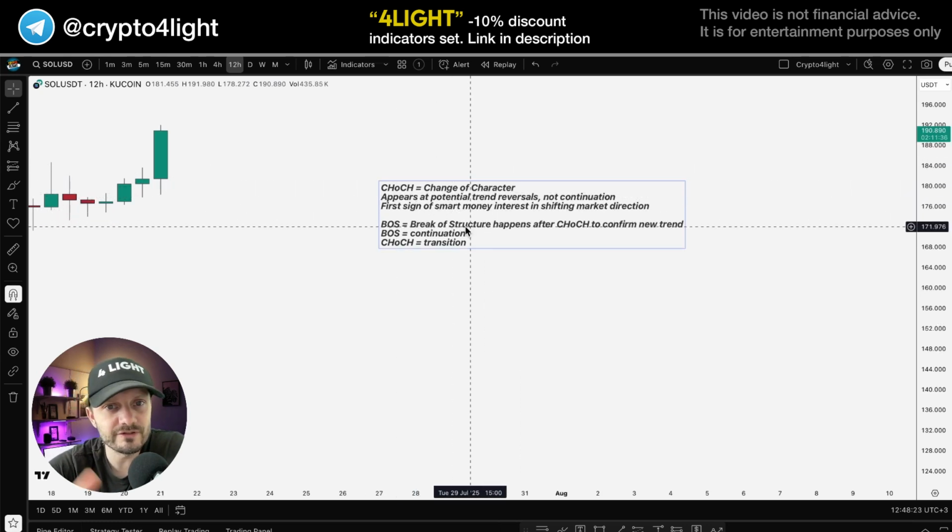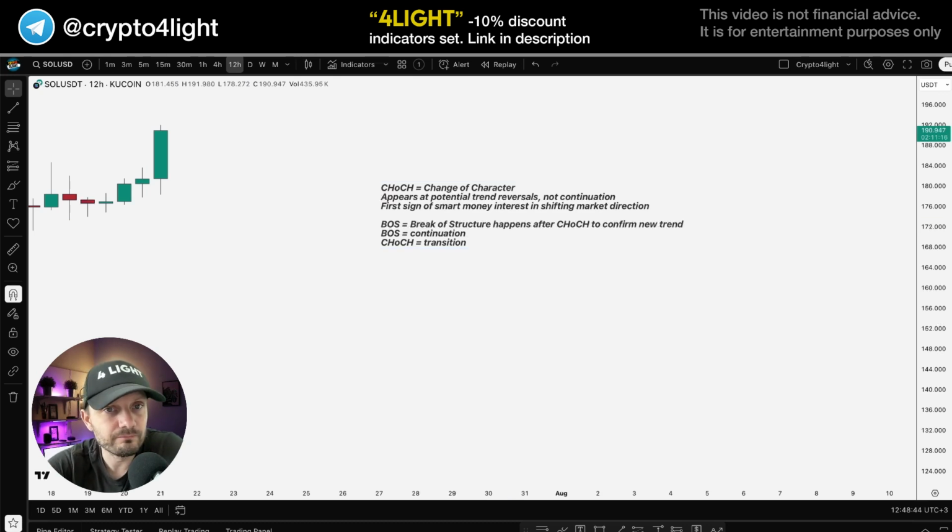Second one, it appears at a potential trend reversal, not continuation. So it's a big difference. The break of structure is continuation, and the change of character is transition. So we change just the character, or some dynamic, of the market structure. Market structure is just the basics.